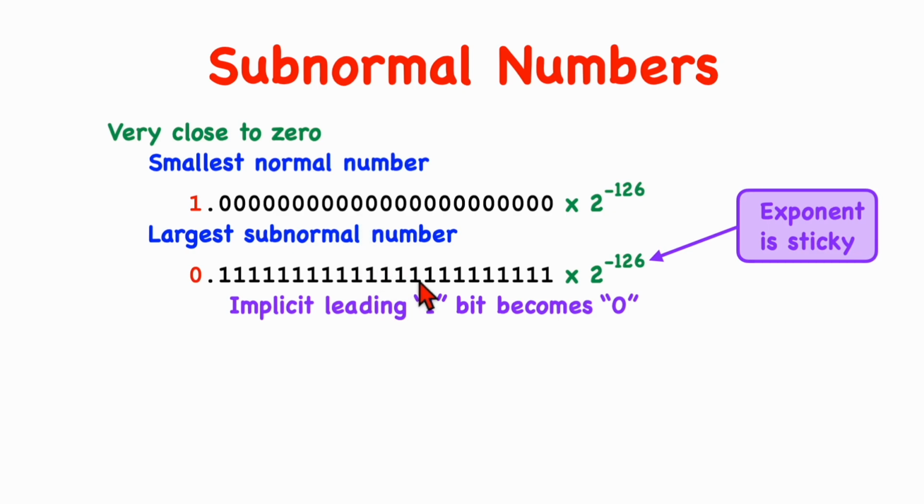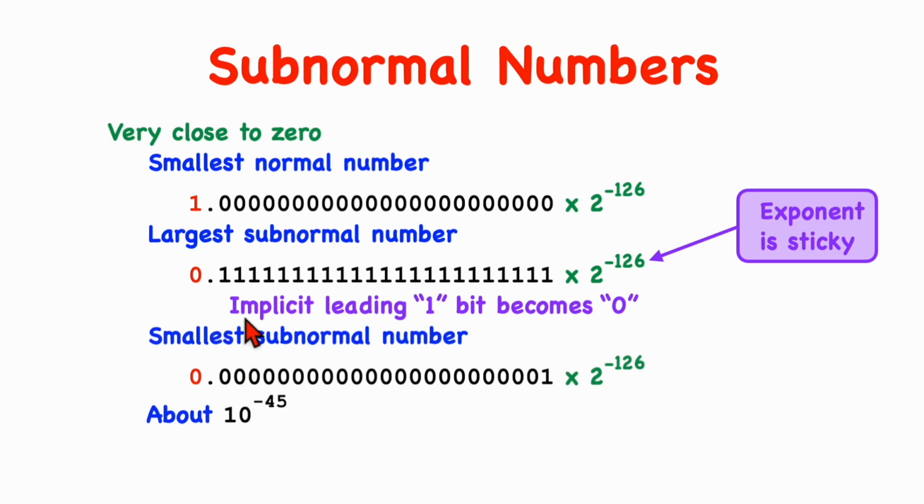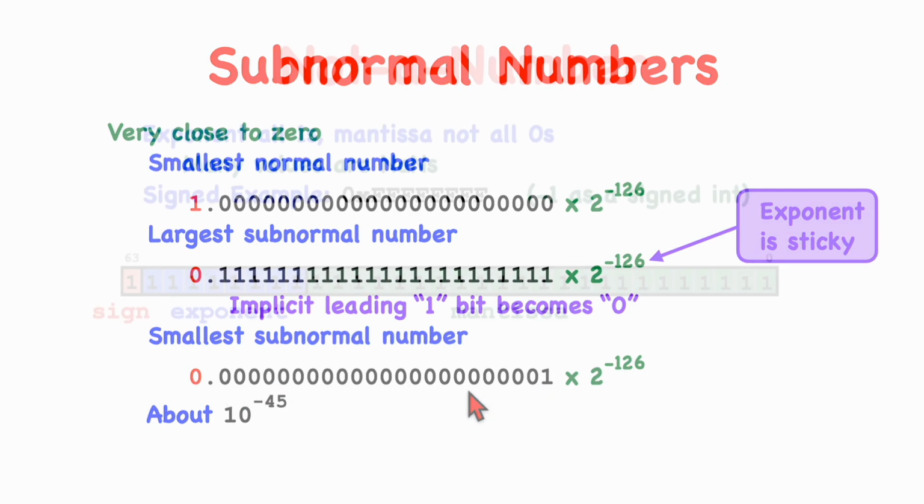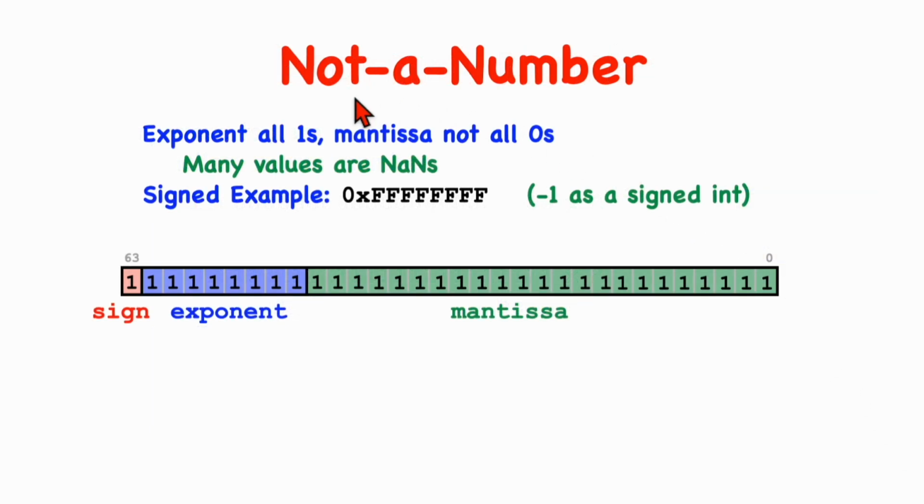And if we keep going down closer to 0, we have a mantissa of all zeros except for a 1 in the least significant bit position. And that number corresponds to about 10 to the minus 45. And if we change that bit to a 0 and our mantissa is all zeros, then we have a 0 value.